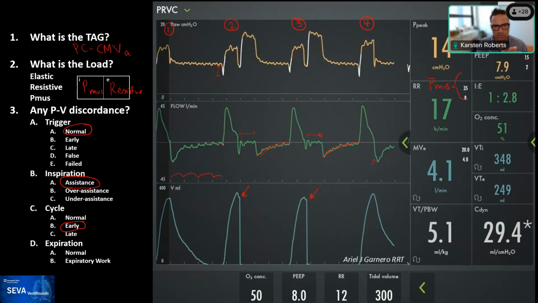So we think about this expiratory work that's happening to cause this zero flow state. Is there anything that we should add, Eduardo?